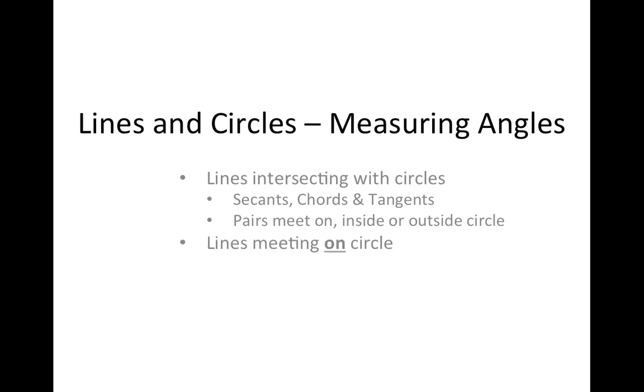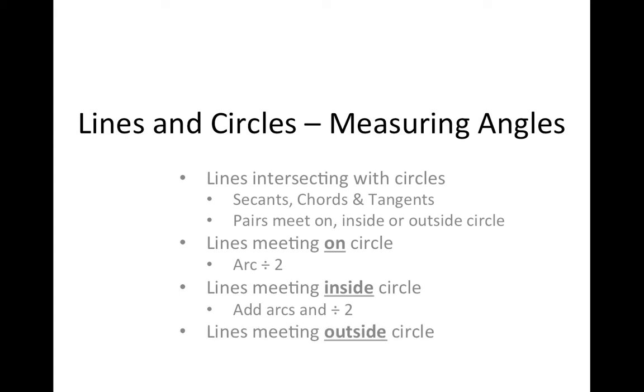and that point can either be on, inside, or outside the circle. If the lines meet on the circle, we're going to realize that the formula to figure out that angle is the arc divided by 2. If they meet inside the circle, then it's the sum of the arcs. I add them and divide by 2. And if they meet outside the circle, I'll see that they subtract the arcs and divide by 2.